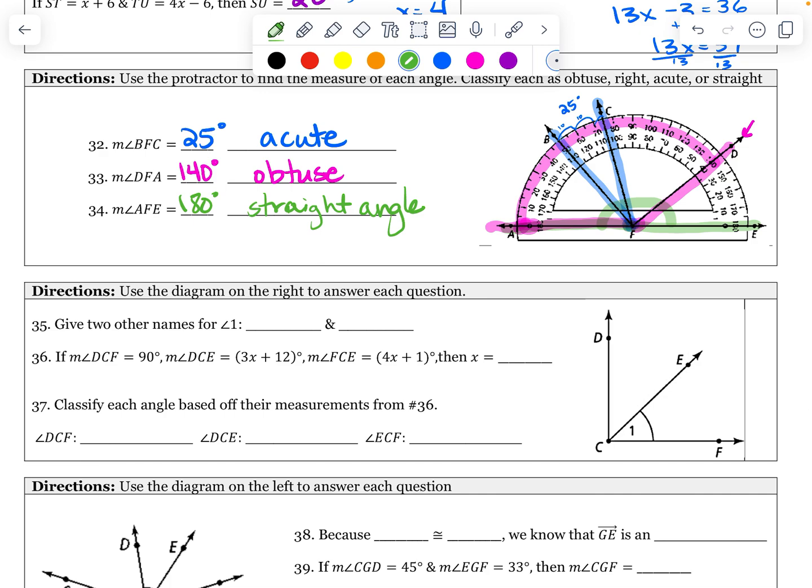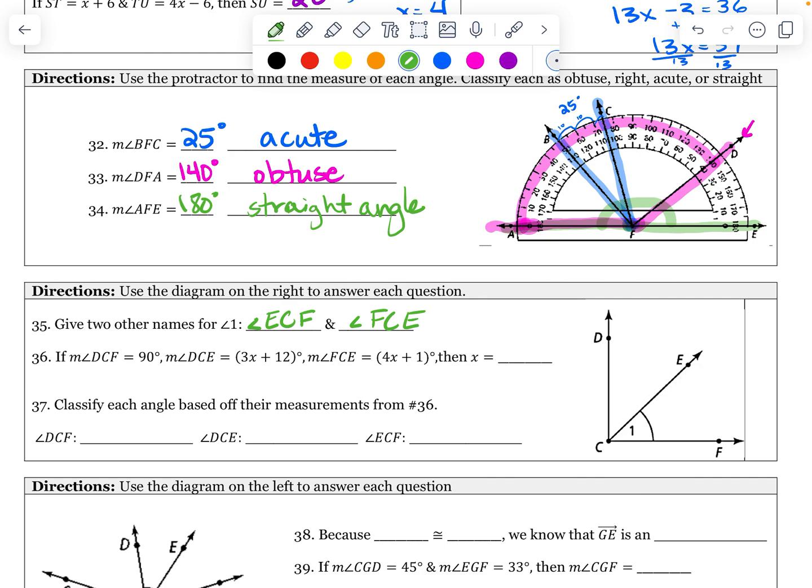Give 2 other names for angle 1. So angle 1 is talking about this. So the 2 other ways you can name that is just walk that angle. Angle ECF, and walk it the other way, FCE. The vertex always, always, always goes in the middle, and then your angle sign is also super important.